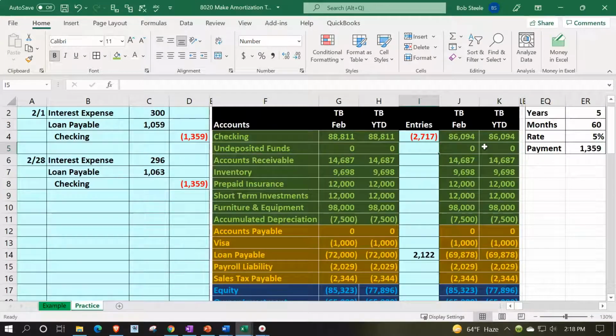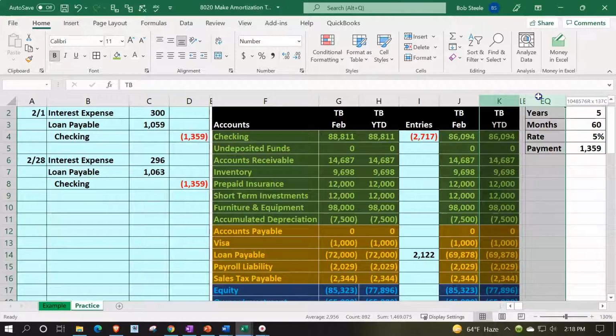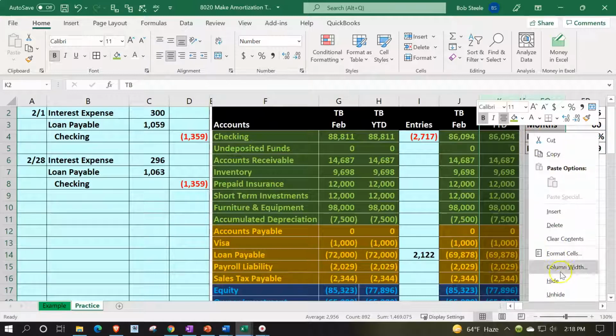Let's post it to our GL. So I'm going to put my cursor on column K, and go to the right to EQ, right click, and then unhide.